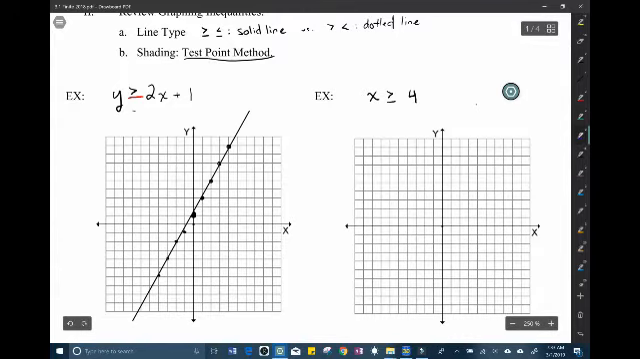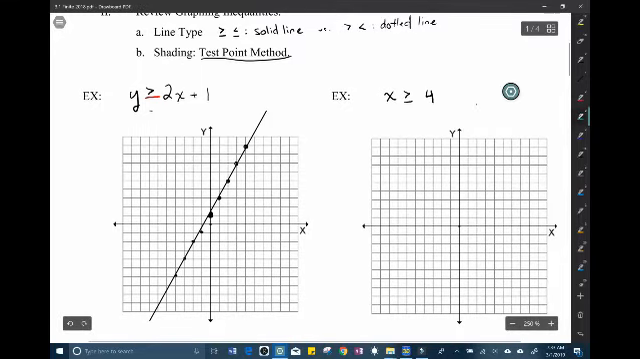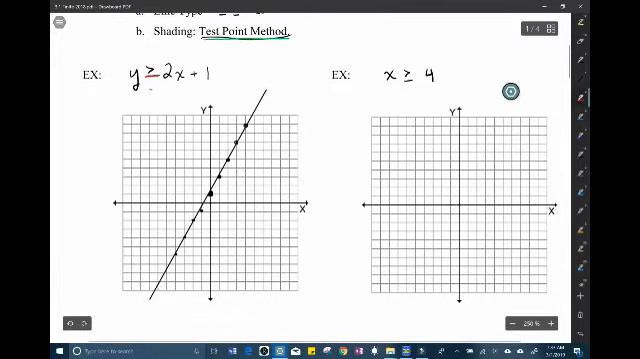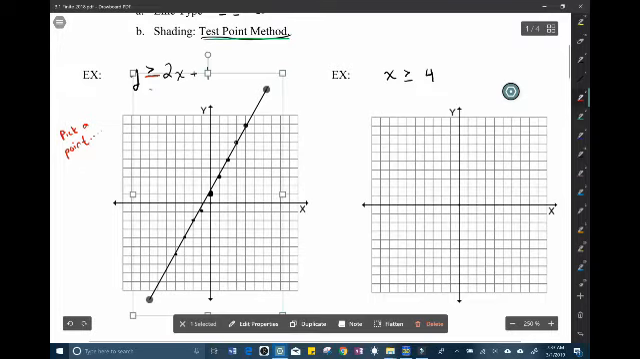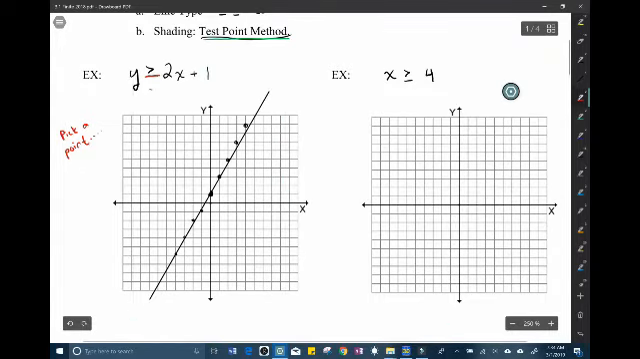Alright, so we decided line type, and now we just need to decide on the shading, because really there's an infinite number of solutions to this. We just need to decide where they are. So the test point method asks that you pick any point not on the graph. Pick a point, any point, not on that line. Most likely the easiest point to pick would be 0, 0.